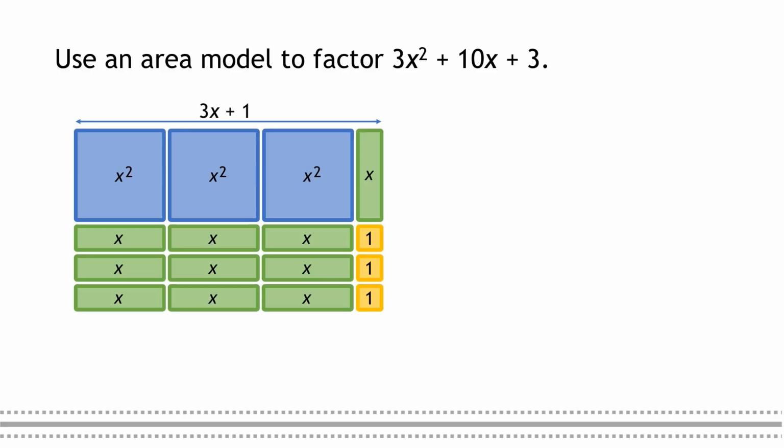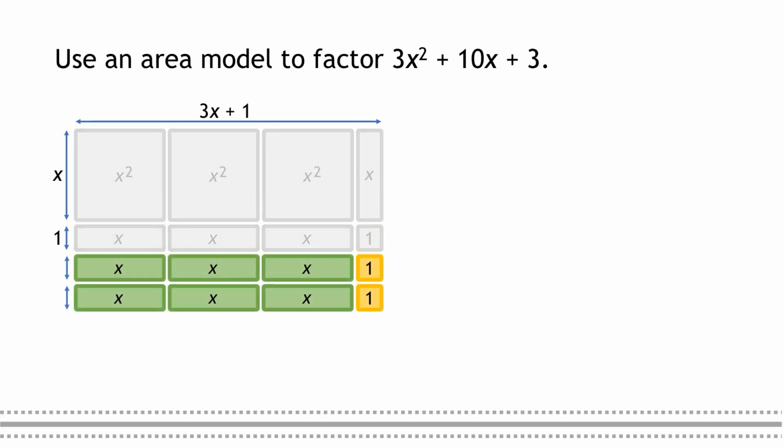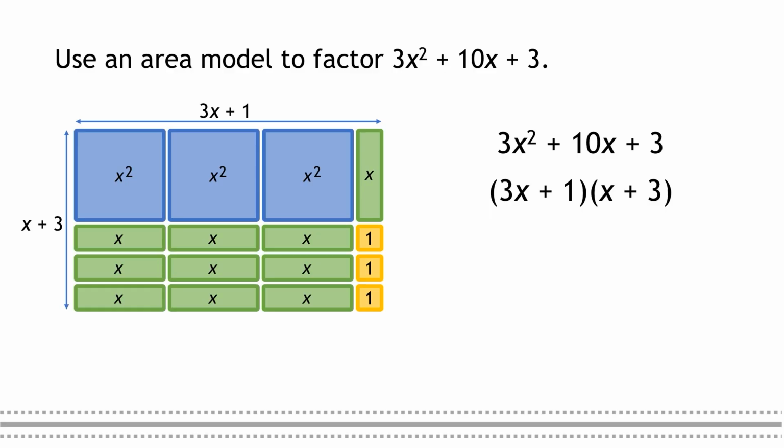Now let's look at the width. What is the width of the first row? That's x. What about the second row? That width is 1. The third and the fourth rows match the second, so they also have a width of 1. The entire width is 1x and 3 units, or x plus 3. This area model represents the expression 3x plus 1 times x plus 3.